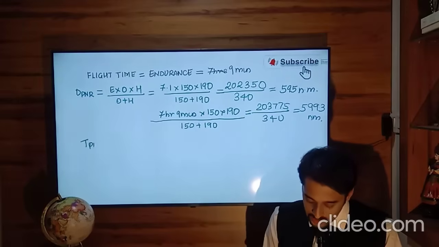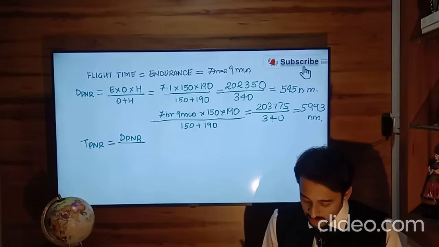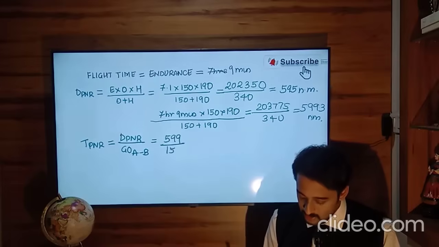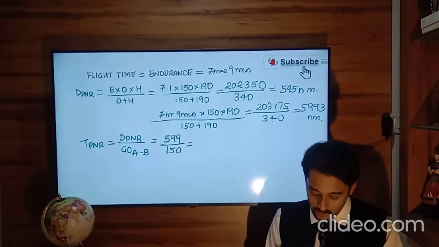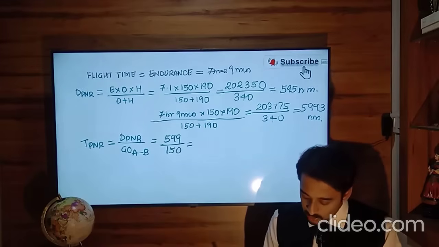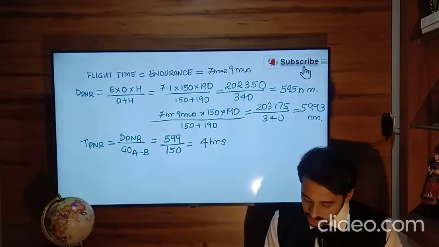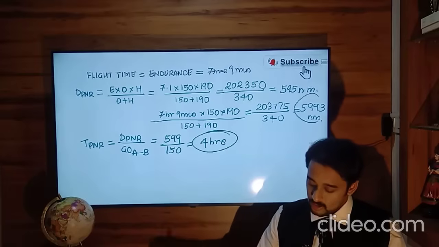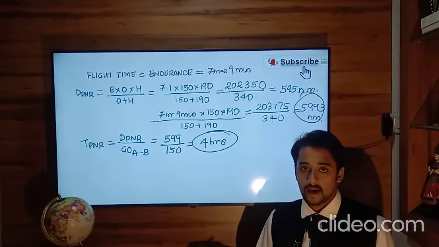Time to PNR is distance to PNR divided by ground speed outbound A to B. So 599 divided by 150, which is equal to approximately 4 hours. Approximately 4 hours. Okay, so this is how you find the answer.